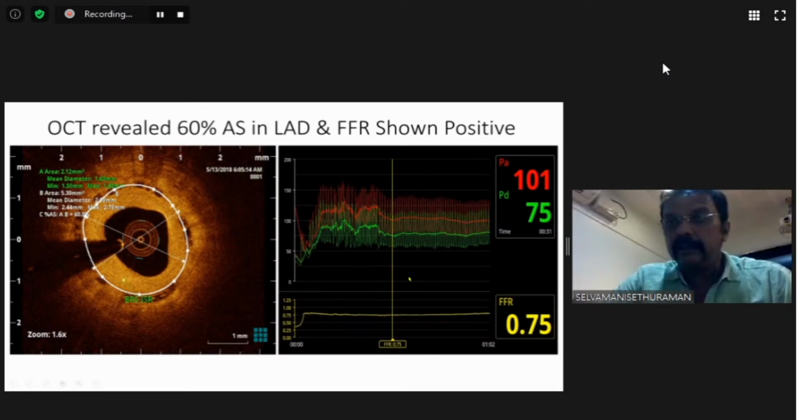And coming to another interesting case, this patient had undergone stenting to LAD 1 year back in a nearby town. He happened to come to our hospital, come to Madurai, where he had an anterior wall MI in the same area, and he was seen in a local hospital where they thrombolized him. 3 hours after thrombolysis, he was referred to our hospital.